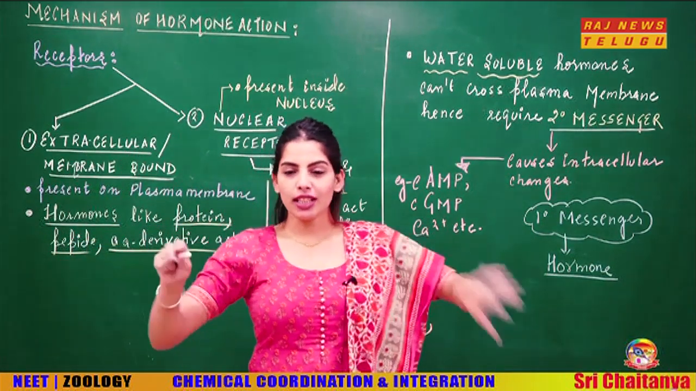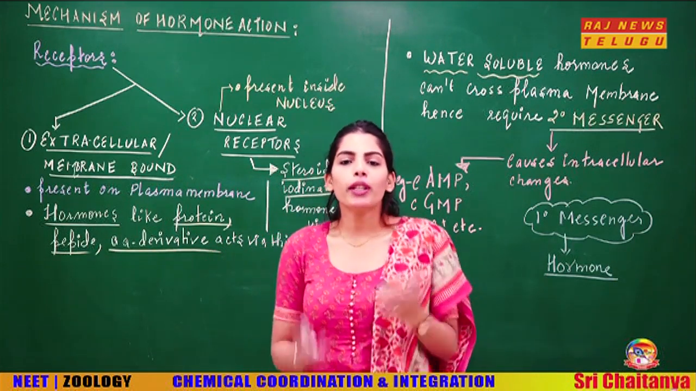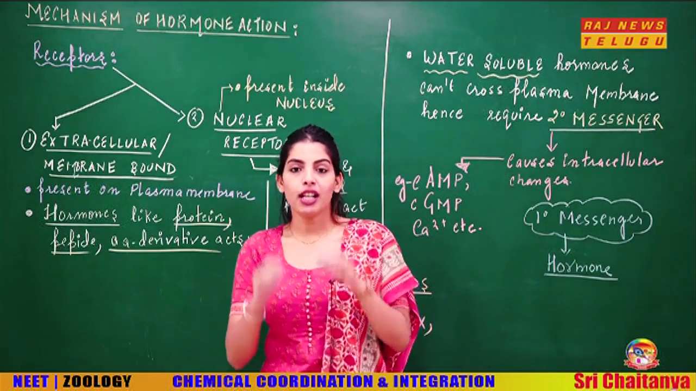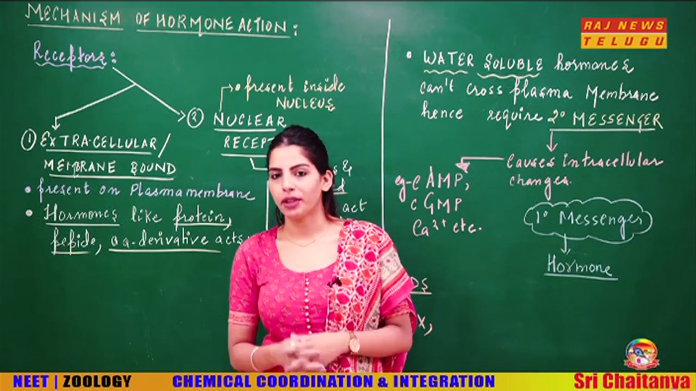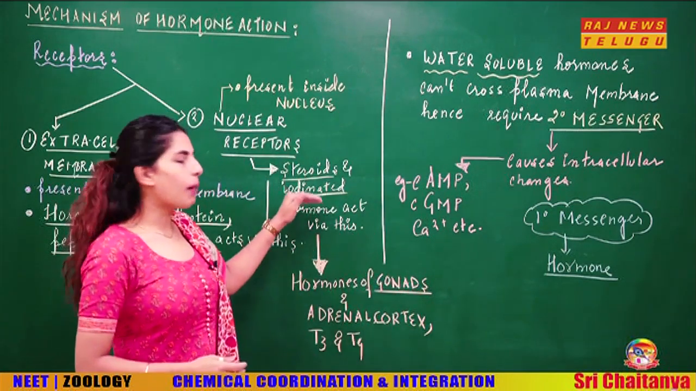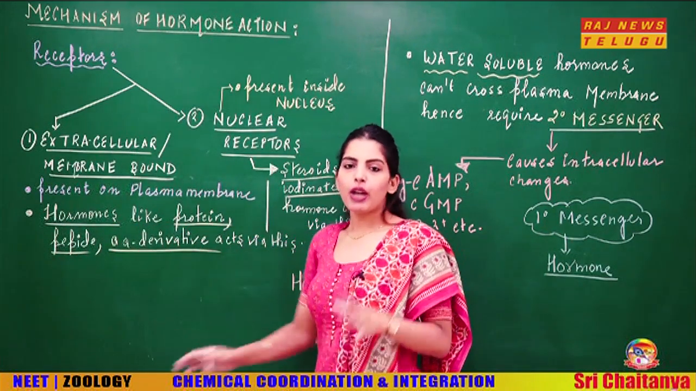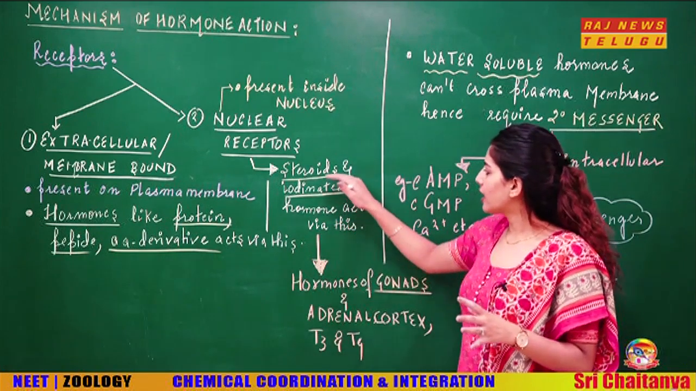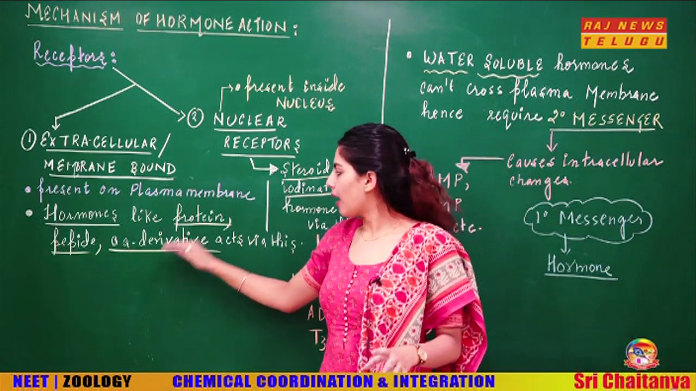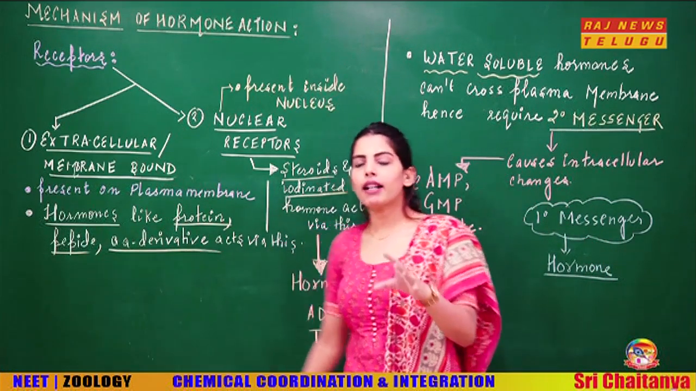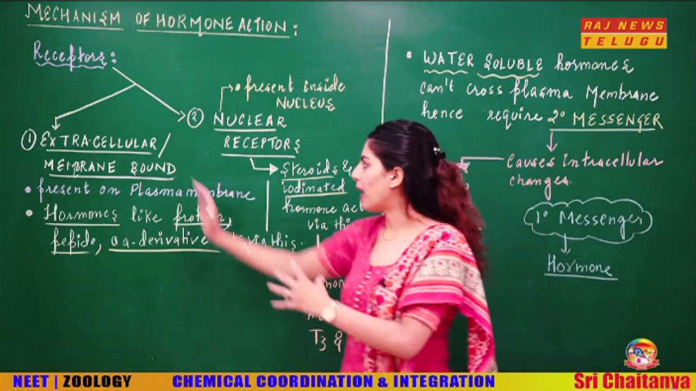Now I have just written amino acid derivative, proteinaceous, steroids and so on. How are you going to know which hormone is steroid, which hormone is proteinaceous? So there is a trick to remember. I remember it this way. You can also follow the same method to remember. Now students, talking about this portion, if you remember this part, you can easily remember this part. I will just mention the names of the steroids and iodinated, and all the others besides these will belong to this category and will act via this receptor.